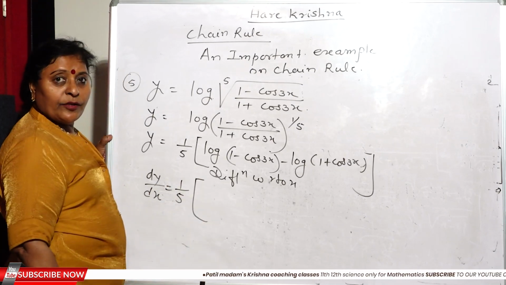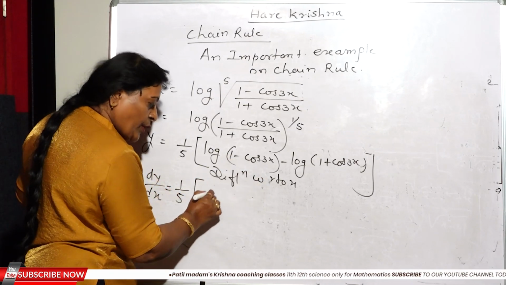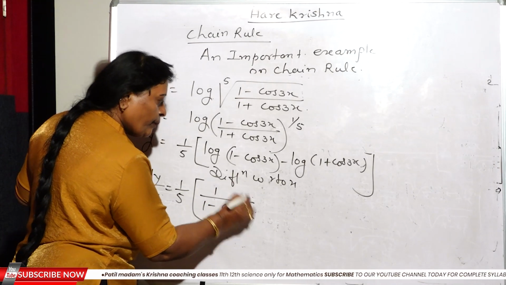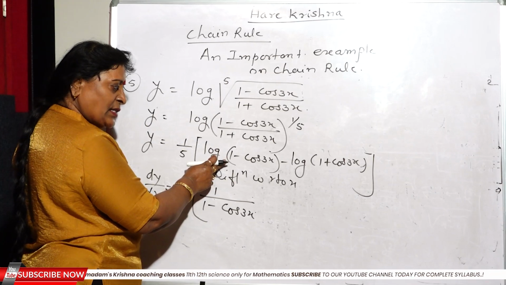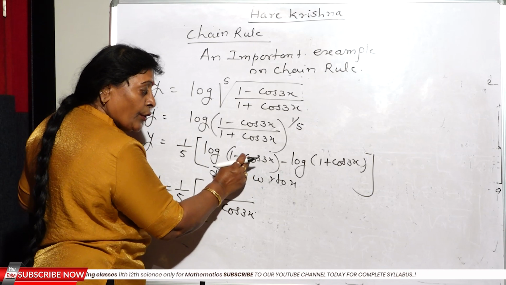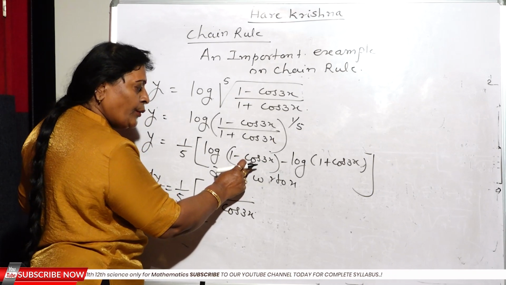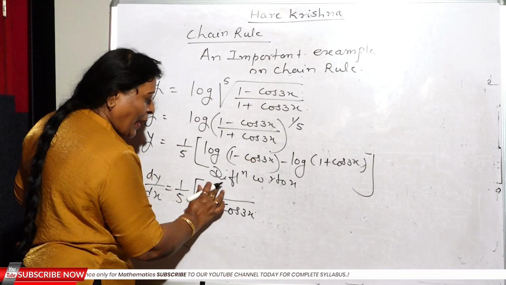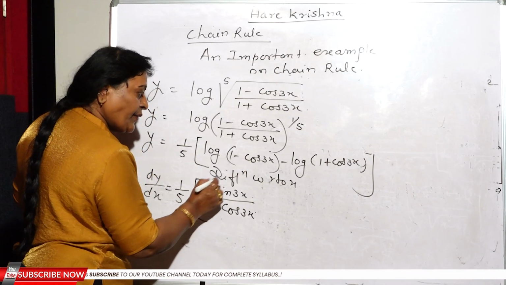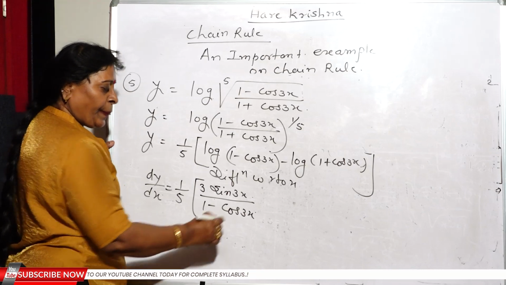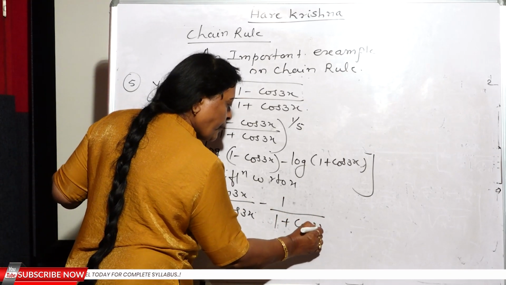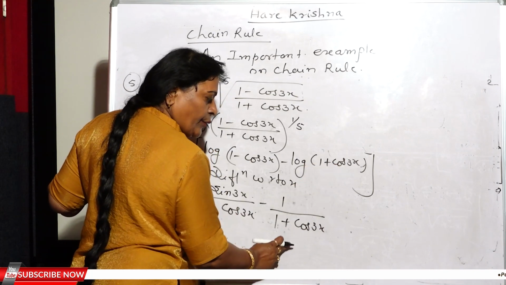Here again apply chain rule. This is u, log u derivative 1 by u means 1 upon 1 minus cos 3x. Again the derivative of 1 is 0. And the derivative of cos 3x, again here you have to substitute u. Cos u derivative is minus sin u. This minus, that minus, minus minus plus means sin 3x. And what is the derivative of 3x? Again 3. Here minus 1 upon 1 plus cos 3x, because this is u, log u derivative 1 by u.